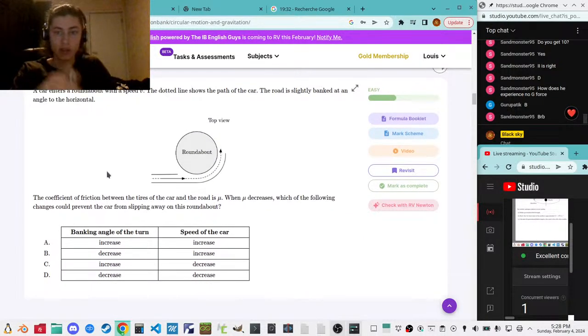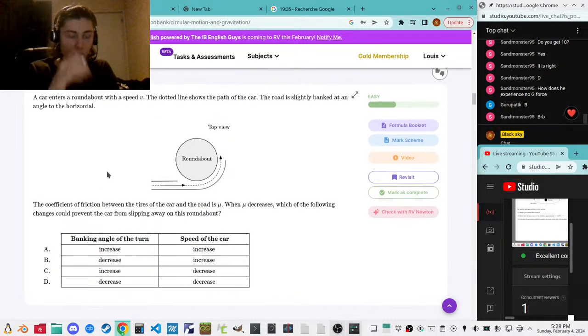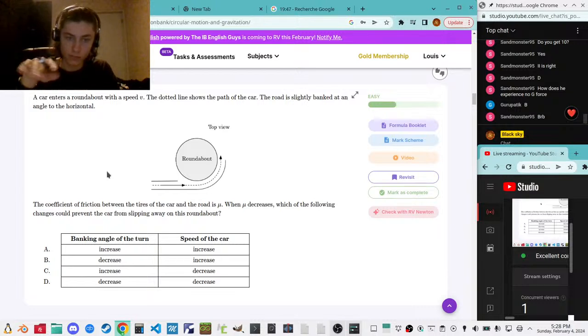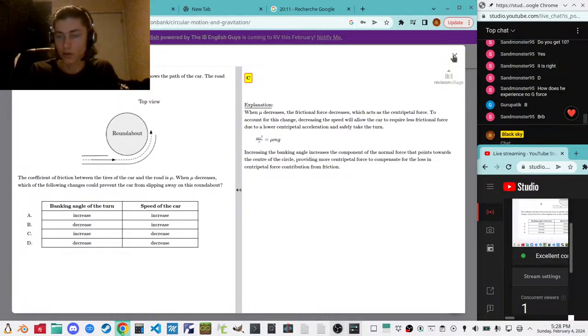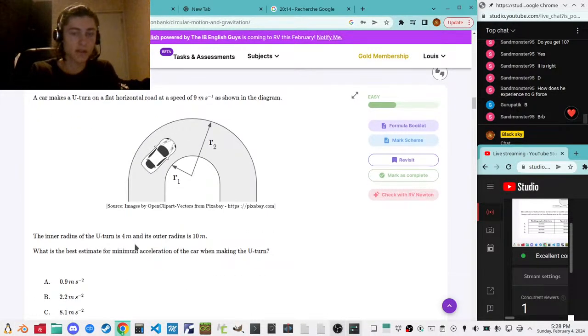Okay. We're still on the easy thing and I can't do any of the questions. A quarter of the way through, a car enters a roundabout with a speed v. The dotted line shows the path of the car. The road is slightly banked at an angle to the horizontal. The coefficient of friction between the tires of the car and the road is mu. When mu decreases, which of the following changes could prevent the car from slipping on the roundabout? Increase the angle and decrease the speed. C. Why is this not the first question that I get? This is the easiest I've ever seen.